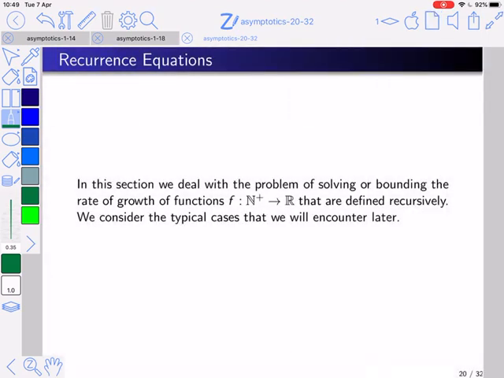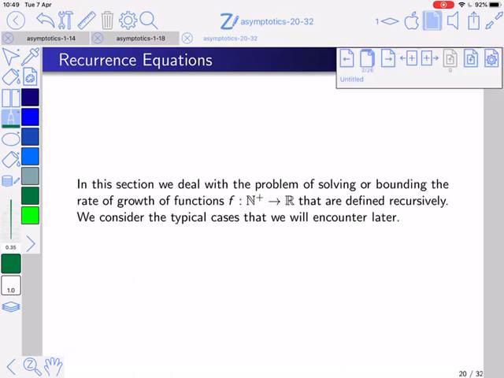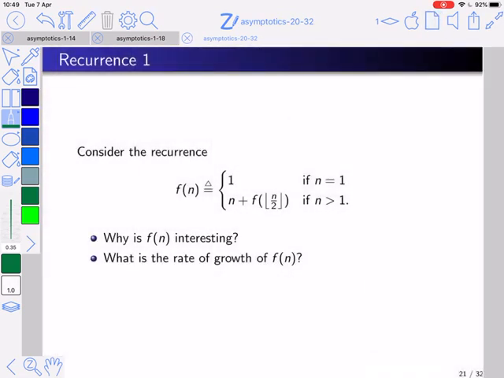What is a recurrence equation? A recurrence equation is a recursive definition of a function, and then we are interested in analyzing the rate of growth of a function that is defined recursively. We will consider three recurrences. Let's start with the first one.